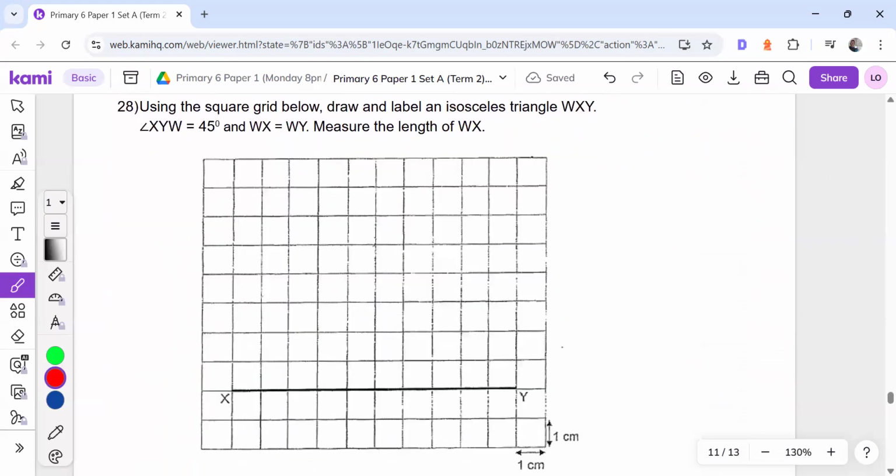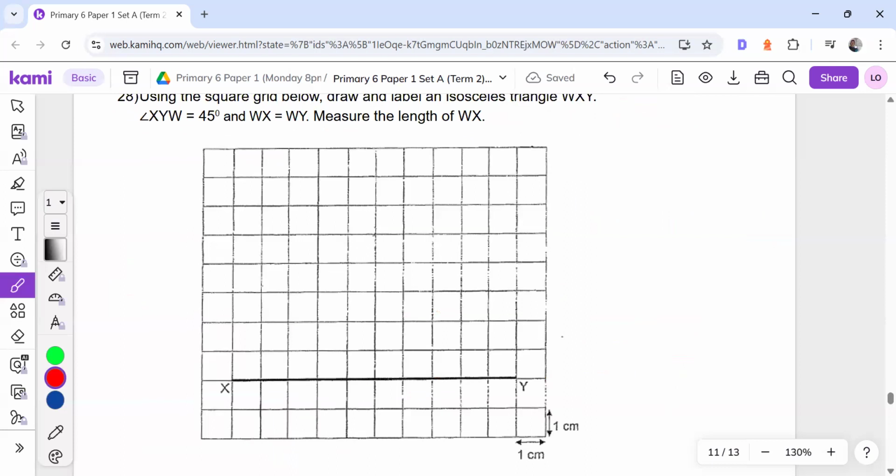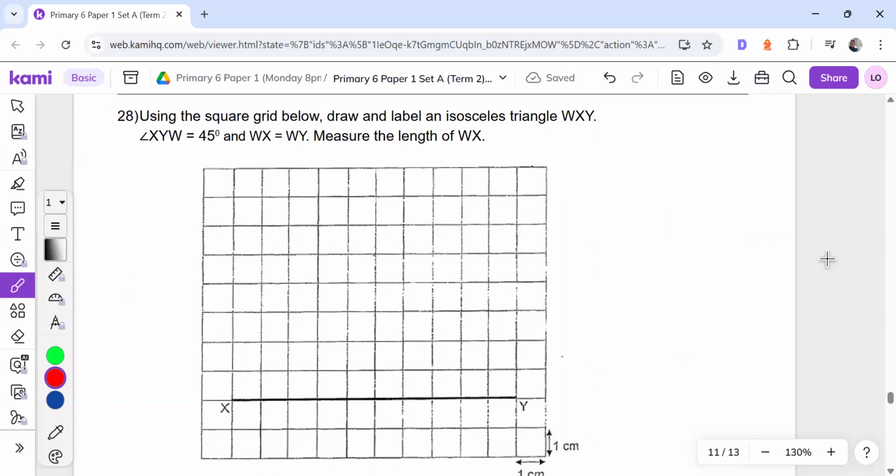Using the square grid, draw and label an isosceles triangle. Now, you have also learned already that you need to draw a sketch, right? So how do you draw a sketch? X, Y. Isosceles triangle means two sides are equal. So your triangle will look something like this. XYW, WX is equal to WY, and XYW is 45 degrees.